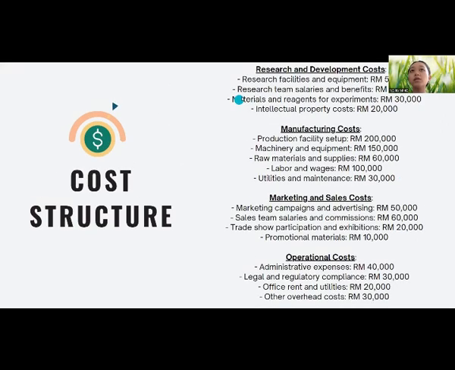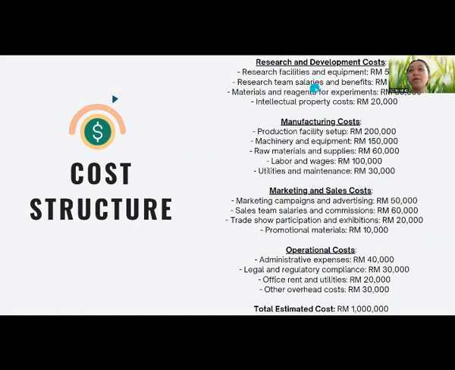For R&D costs, research team salary and benefits will be the major part, which is 80,000, and the least will be intellectual property, which is IP cost, only about 20,000. And for the manufacturing cost, the production facility setup will use 200,000, which is considered quite a lot compared to the others, followed by labor and wages, which is 100,000.